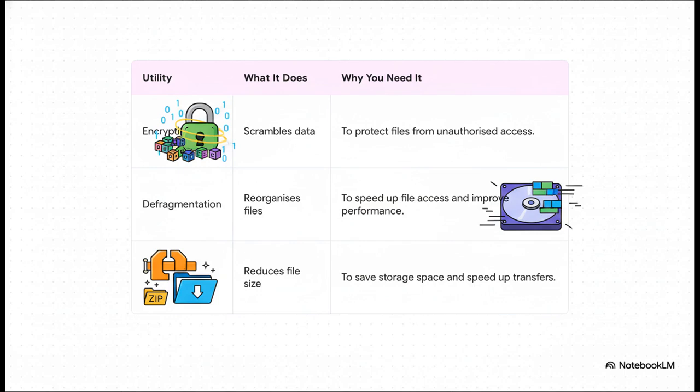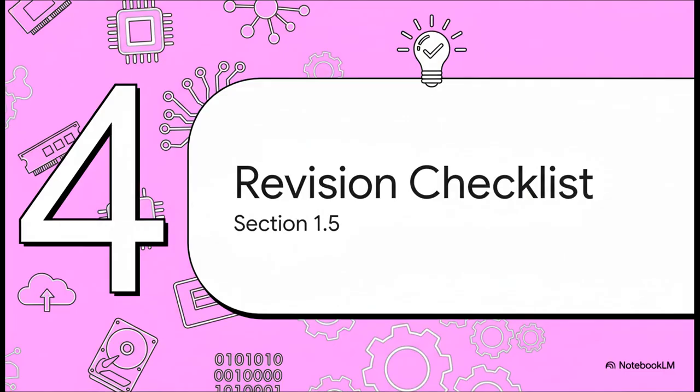First up, encryption software. This scrambles your data for security. Then there's defragmentation. This tidies up your hard drive to make it faster. And finally, data compression, which makes your files smaller to save space. So you've got security, performance, and storage. Simple.